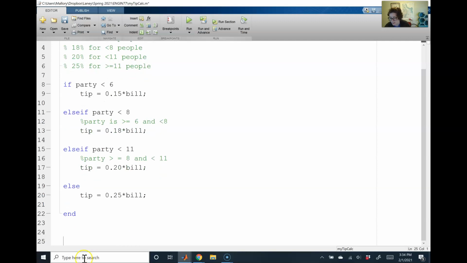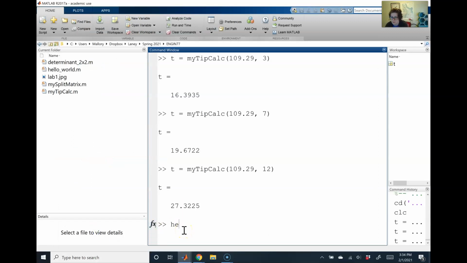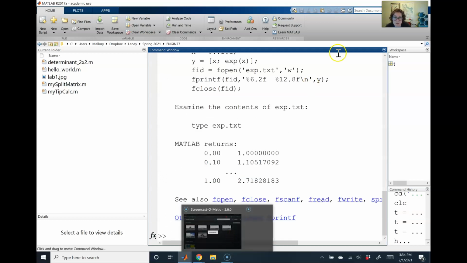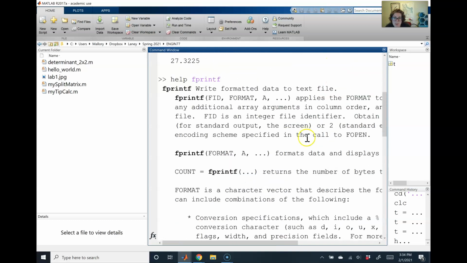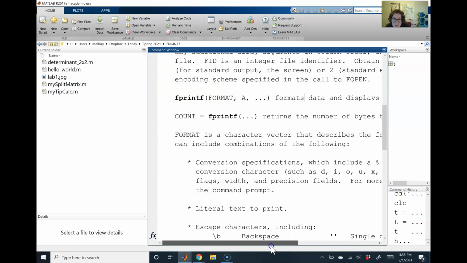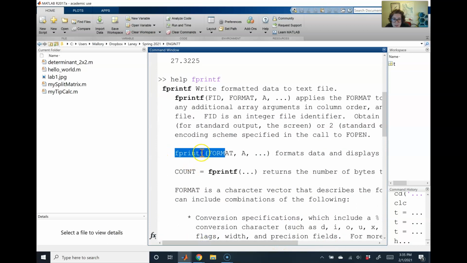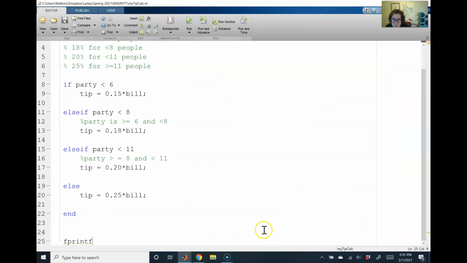So below here, I'm going to use an fprintf, which let's go to help, fprintf. I think this one's long. Okay, so here, fprintf. So we're gonna have a format, returns a number, okay. Formats data and displays the results on the screen. So that's what we're gonna do here. So we're gonna use this second usage.